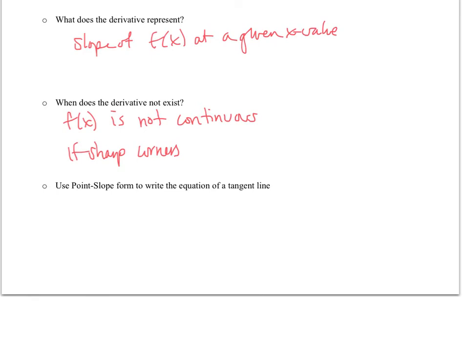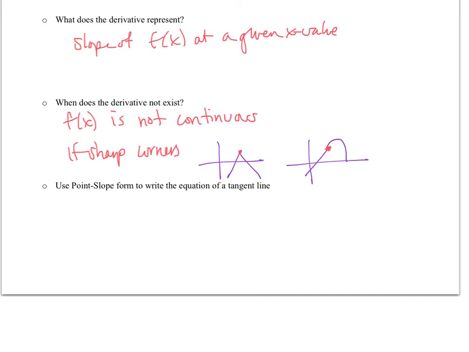So an example of a sharp corner would be, let's say we had an absolute value graph, the vertex, that V is a sharp corner. Or if I had a piecewise function, even though my graph is continuous and there are no gaps, that connector point is considered a sharp corner.